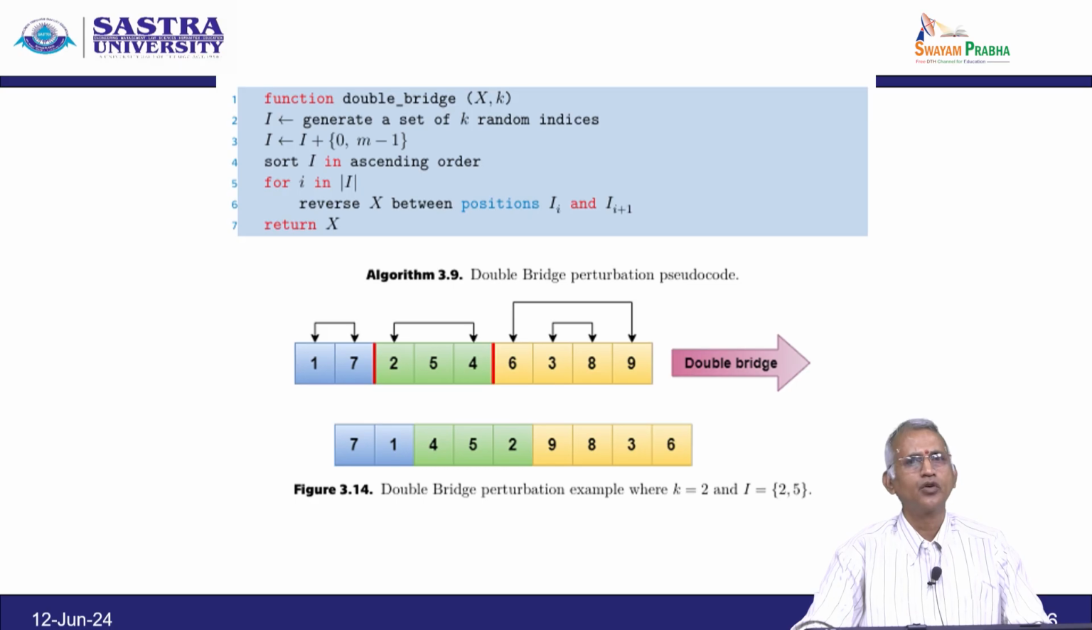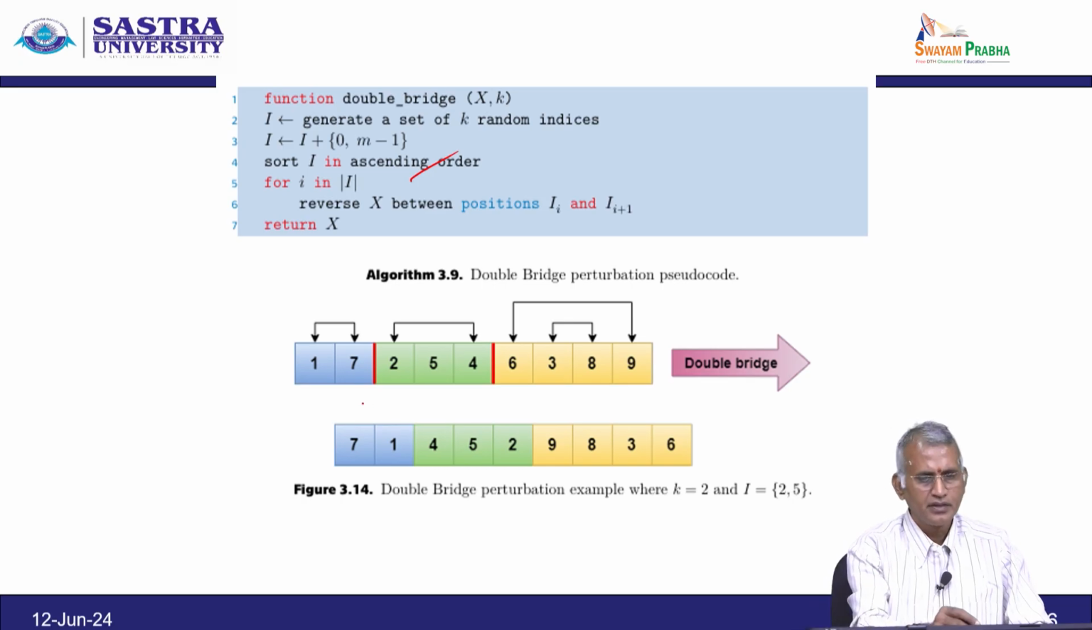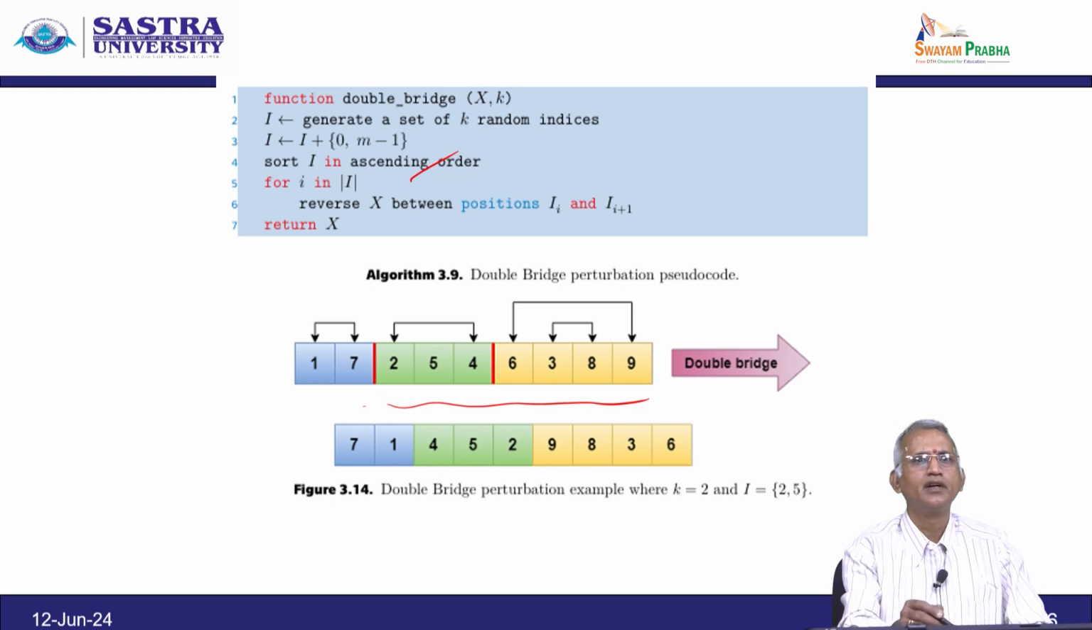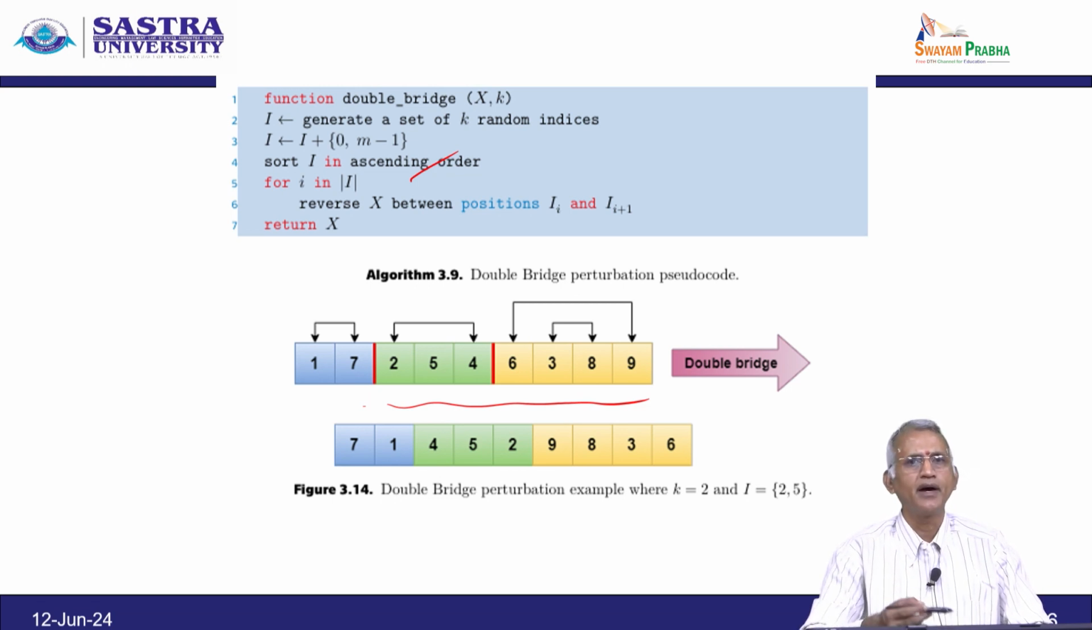So, this is the pseudocode where the function double bridge x comma k generates a set of k random indices and I equals I plus 0 comma m minus 1. Sort I in ascending order, then for i in cardinality of I, reverse x between the positions I i and I i plus 1. So, this is the double bridge perturbation and the corresponding pseudocode is above, and the picture representation shows the segments separated and reversed in parallel, which is called a double bridge. So, k equals 2 and I equals 2 comma 5, and at a time you have to do that.